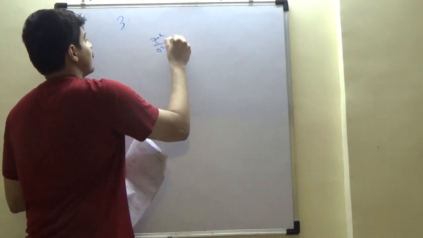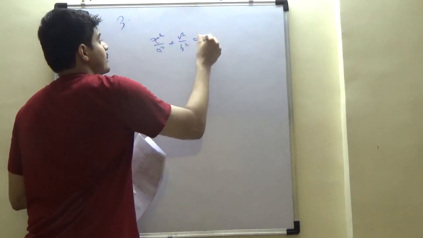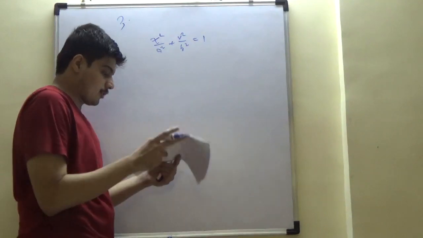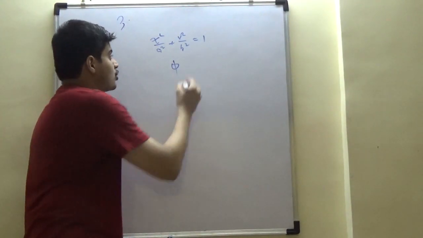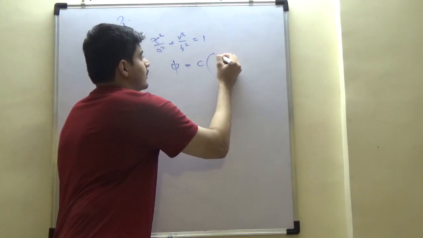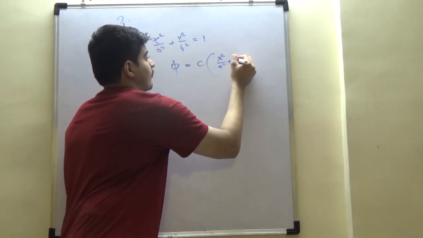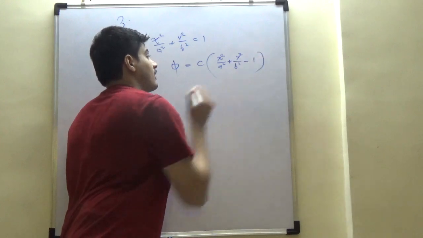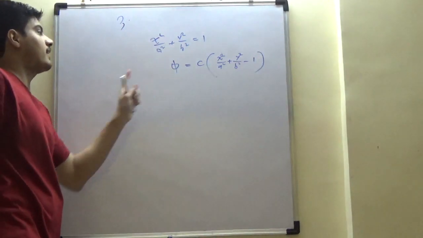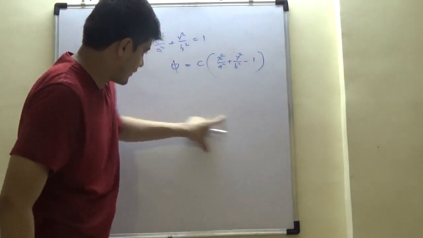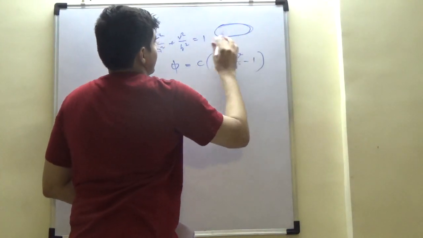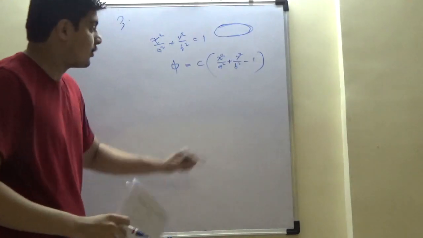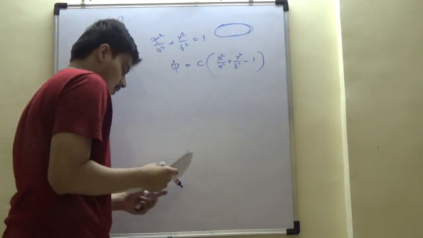x square upon a square plus y square upon b square is equal to 1. In this cross section, we have to choose a function. We will choose again a symmetric function like this, because we have to make phi equal to 0 along the outer surface, right? So for this elliptical cross section on this outer surface, this identity will always be true. So I have smartly chosen this function.